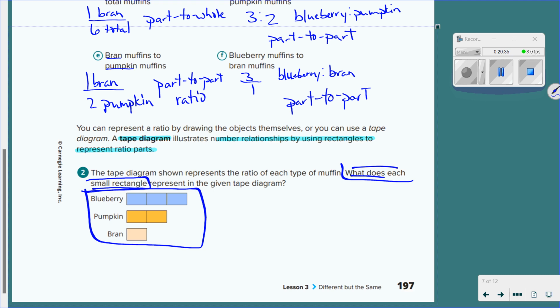Yeah? Like, on what? Good. You just one muffin, right?